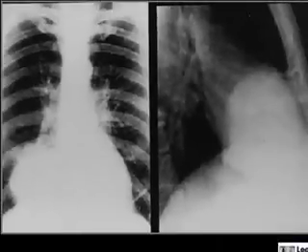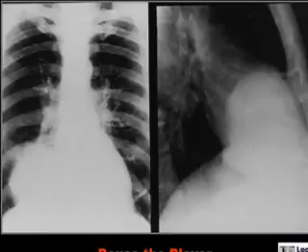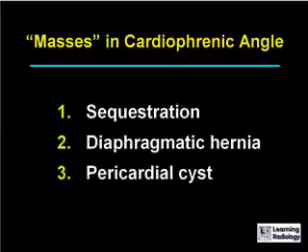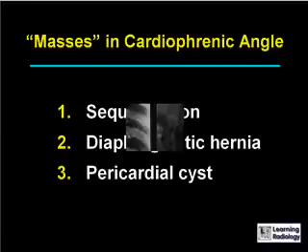Here's the next differential. Pause the player. The differential is for masses in the cardiophrenic angle. There are 3 causes. Pause the player. The causes of an apparent mass in the cardiophrenic angle include a sequestration, diaphragmatic hernia, or pericardial cyst.